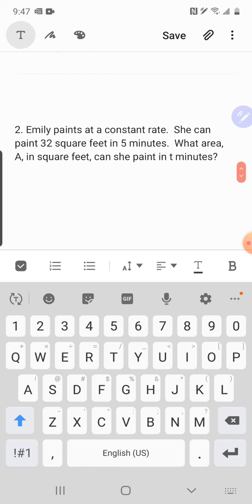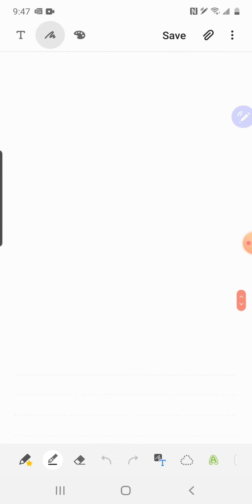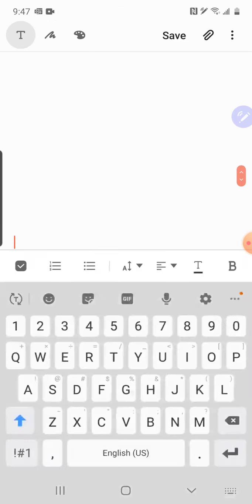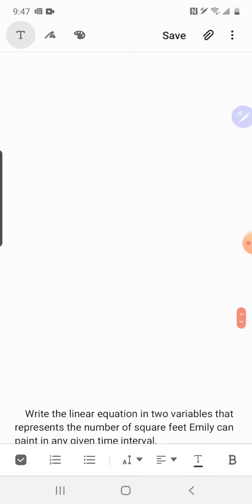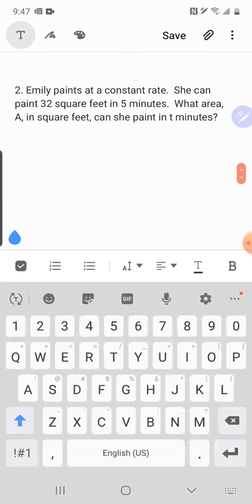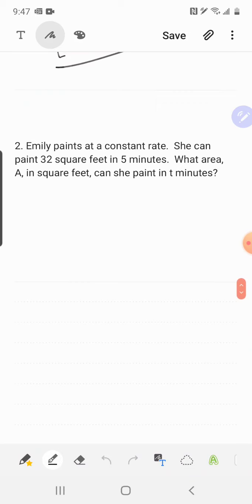Exercise number 2 says, Emily paints at a constant rate. She can paint 32 square feet in 5 minutes. What is the area A in square feet she can paint in T minutes? All right. So it's just like the same problem before.